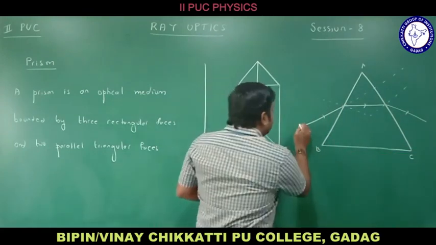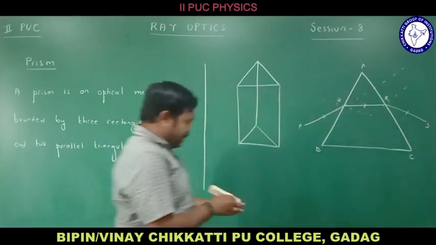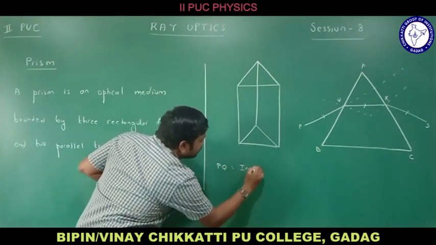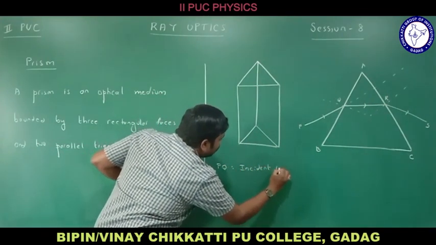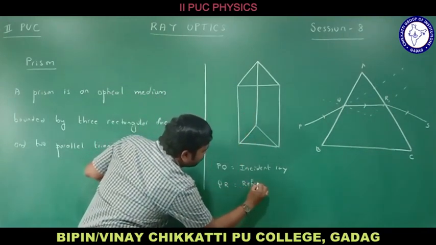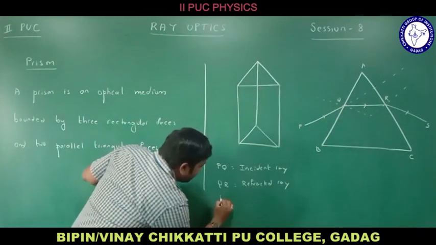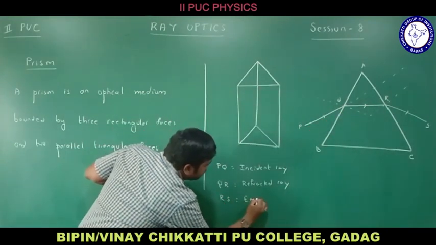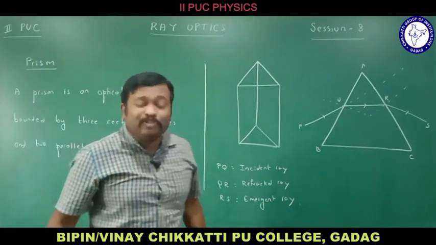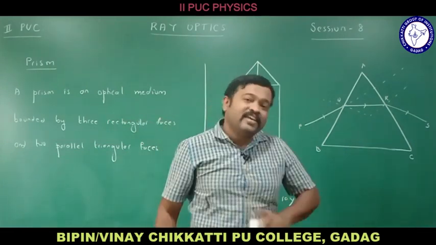Let me take it like this. This is P, this is Q, and let me call this R, and this S. What is PQ? PQ is the incident ray. What is QR? QR is the refracted ray, and RS is the emergent ray. So when we speak about refraction through a prism, we get three kinds of ray: one is the incident ray, one is the refracted ray, and another one is the emergent ray.